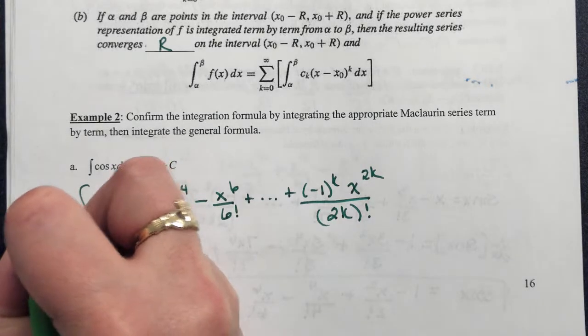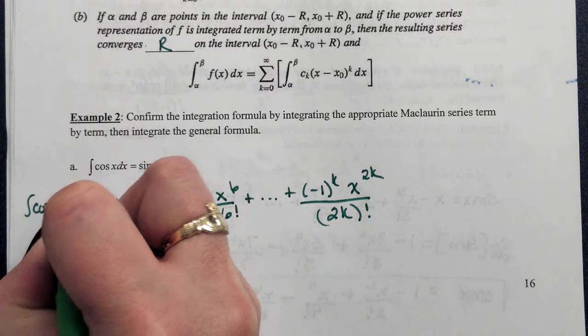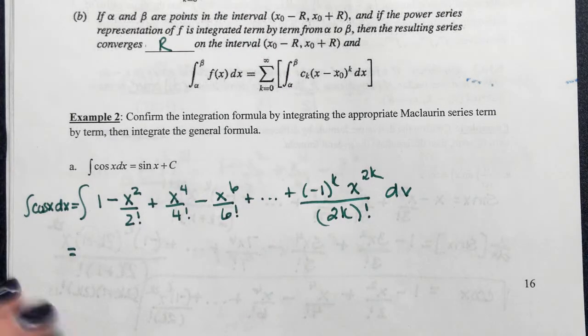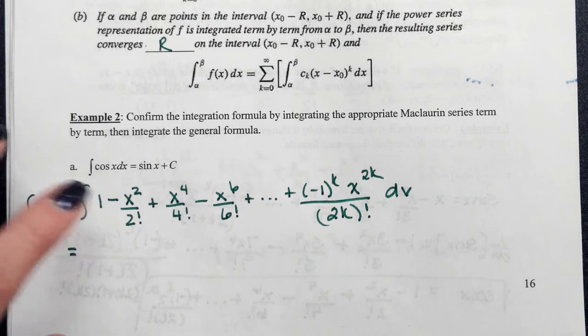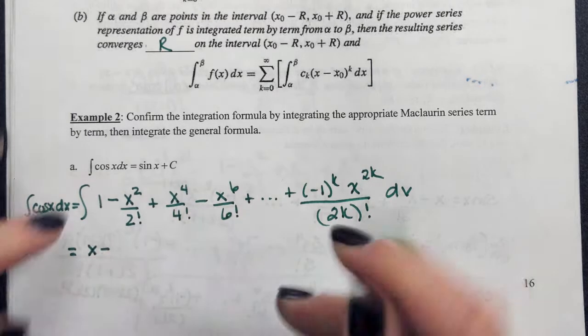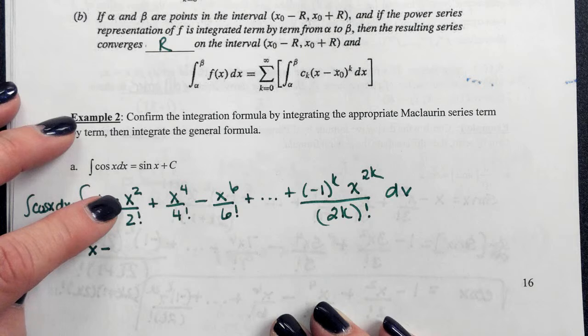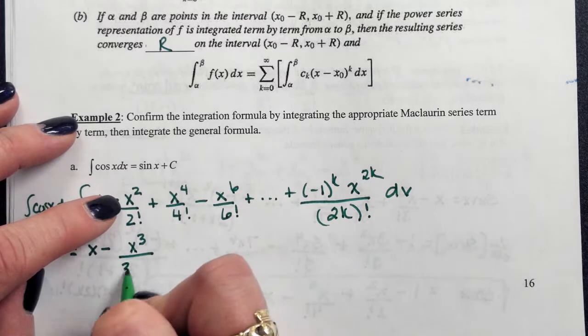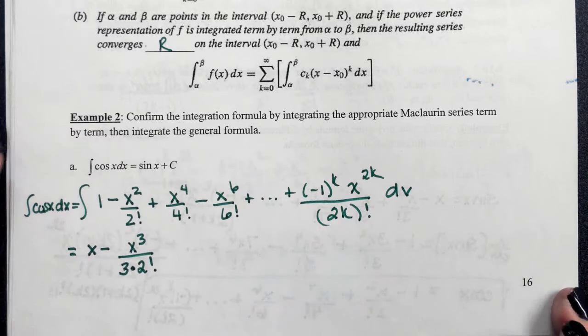Again, this is your integral of cosine of x dx. So now I'm going to integrate term by term. What's your integral of 1? Your integral of 1 is just going to be x. Minus. Integrate x squared: x squared is going to be x to the 3rd divided by 3 times 2 factorial.